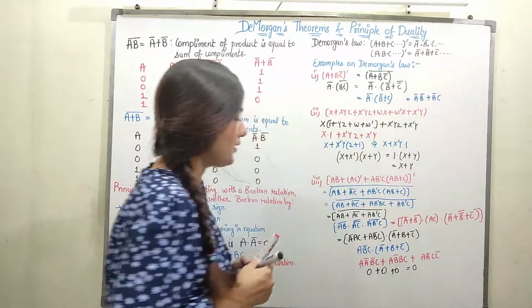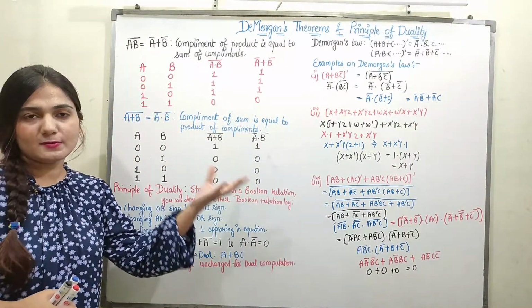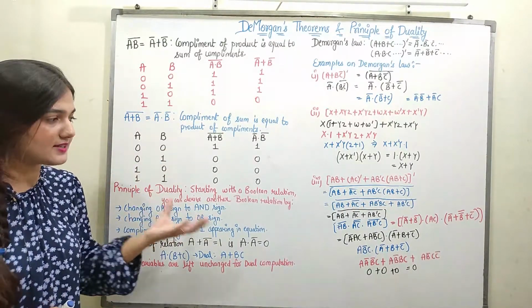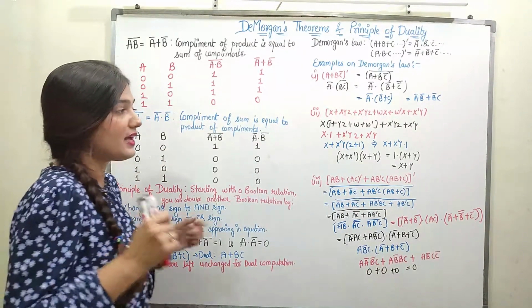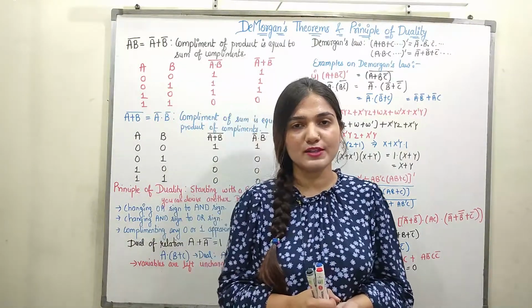So now I hope you understood how we are simplifying the given Boolean expression with the help of De Morgan's law and the various theorems and postulates I have used over here. If you have any doubt, you can put the doubt in the comment and I will try to resolve your doubt as soon as possible.